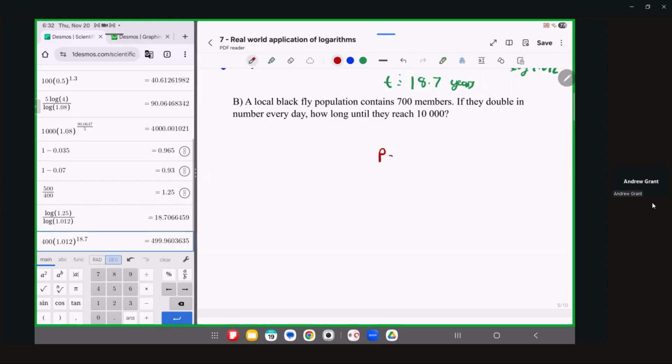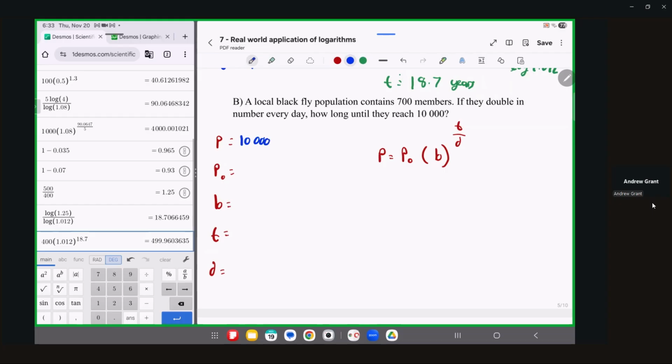Okay, so we have P is equal to P naught times B to the power of T over D. So we have P naught, our base B, T, and D. So let's see what we've got for each of these. P is what we want to end up with, and so we want to end up with 10,000 of these things.